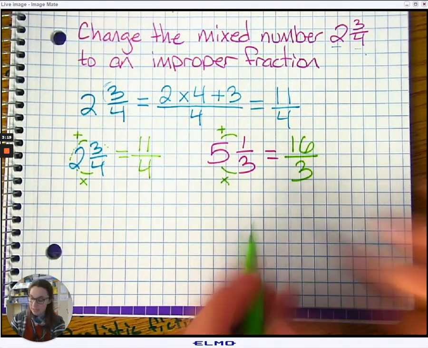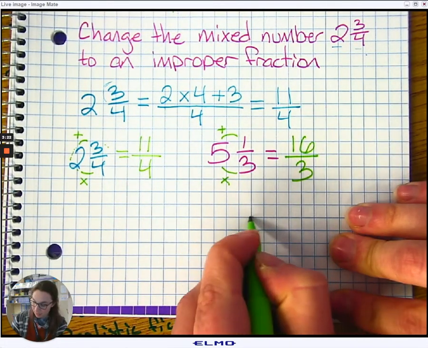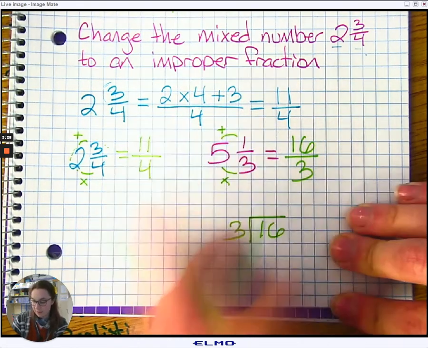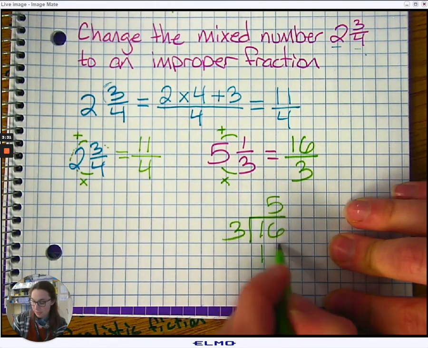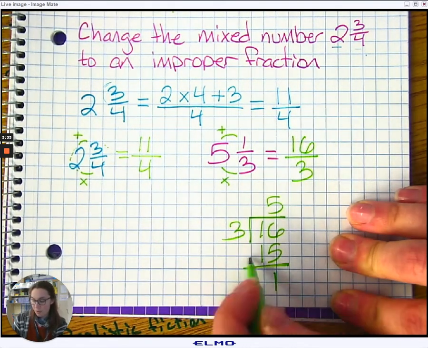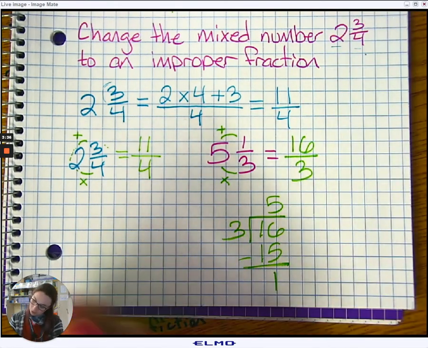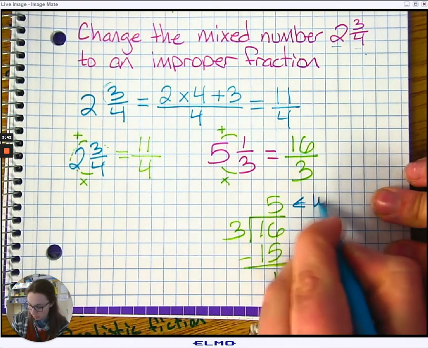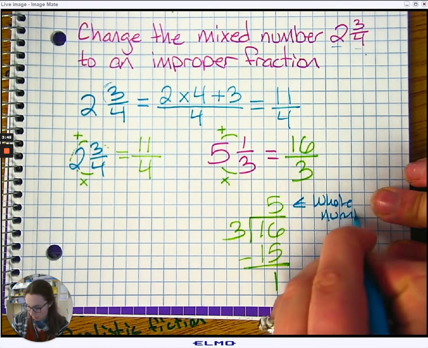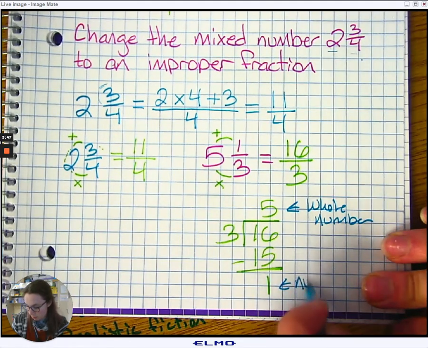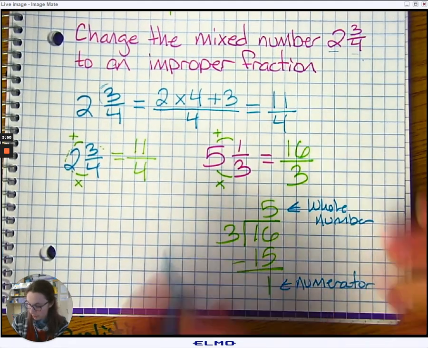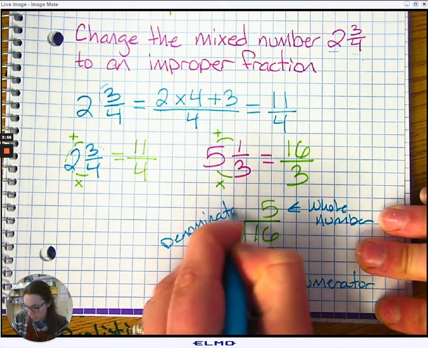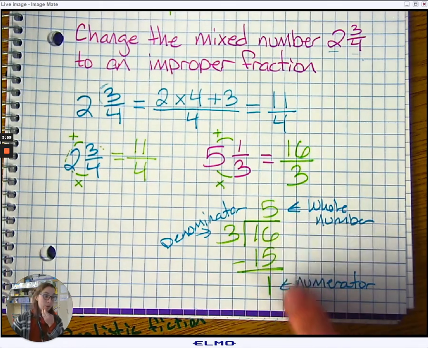And we can always check to see how well we did by dividing. 16 divided by 3. 3 goes into 16: 3, 6, 9, 12, 15, 5 times. 5 times 3 is 15, and 1 left over. And we know from what we did up here that this is my whole number, this is my numerator, or the top part of the fraction, and this is my denominator, or the bottom part of the fraction. So 5 1/3. Perfect.